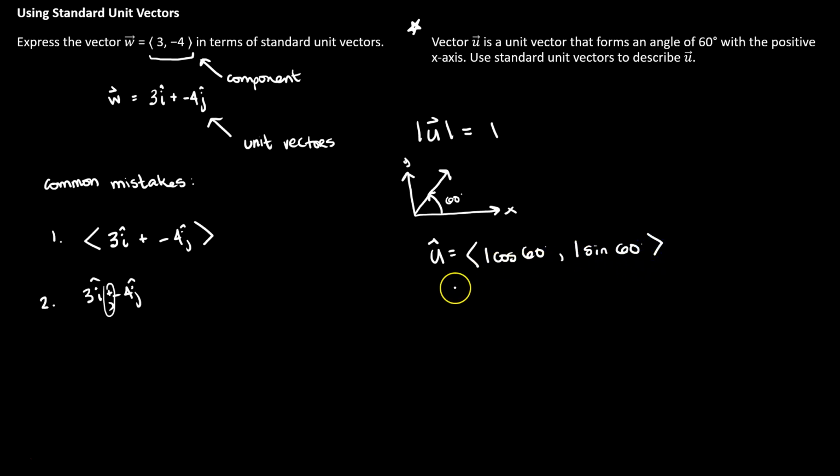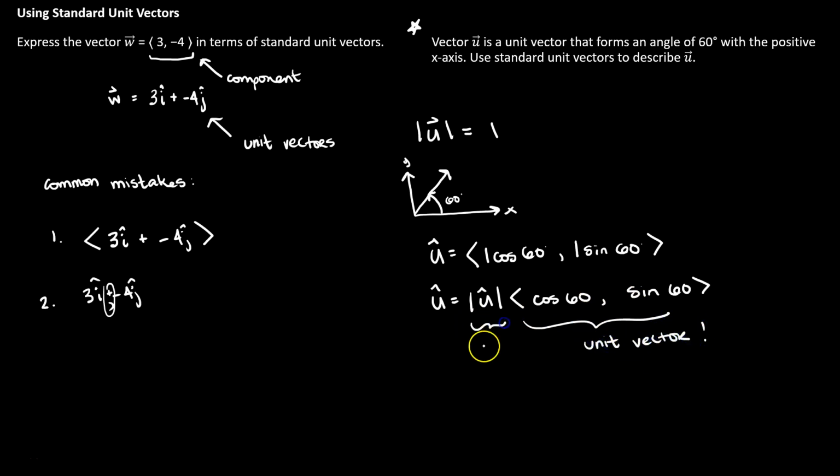Another short way to use these component forms is to say u hat is equal to the magnitude of u times the direction vector, cosine 60, sine 60. So the cosine and sine components make up a unit vector, like a direction vector. And then the magnitude just goes out front. In this case, our magnitude was 1, so we would just write 1 times cosine 60, sine 60.